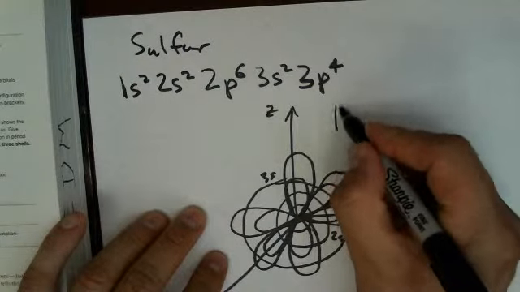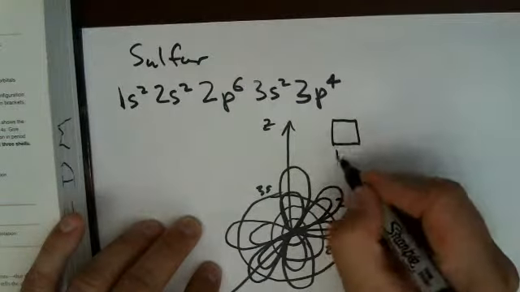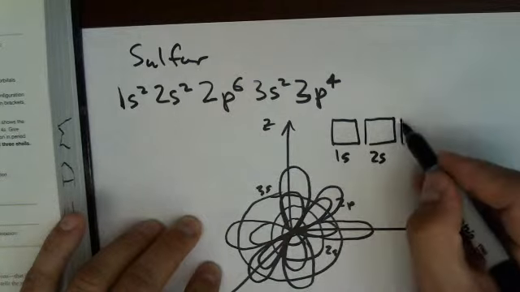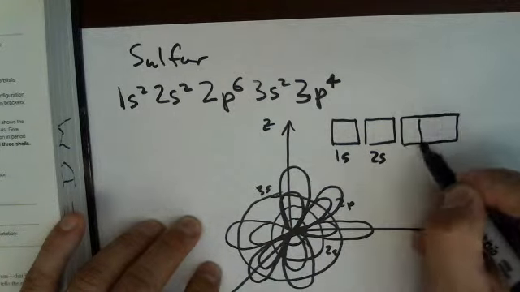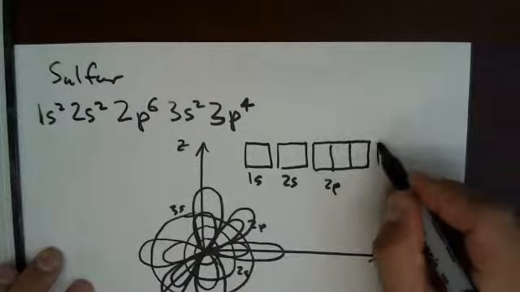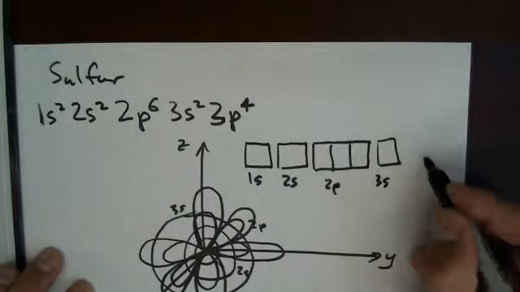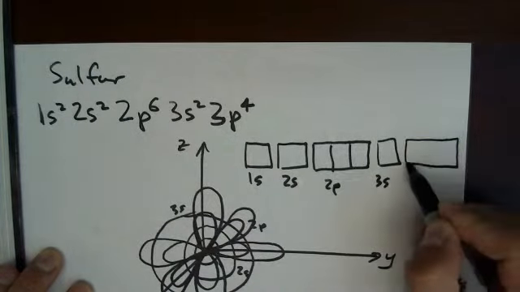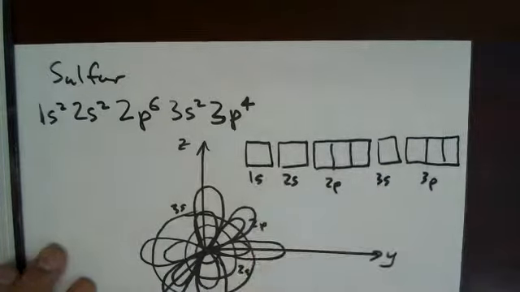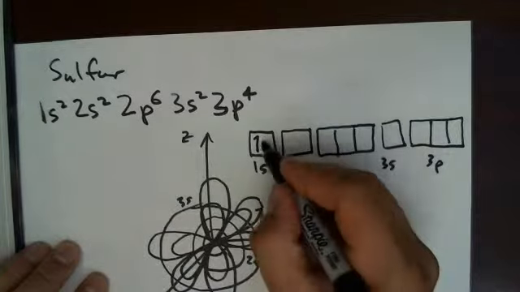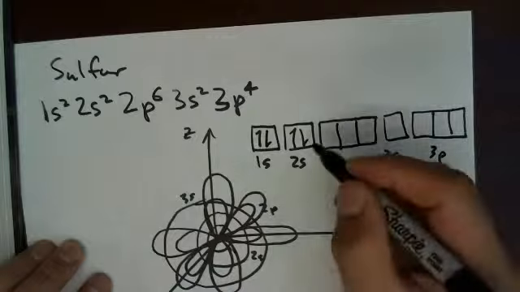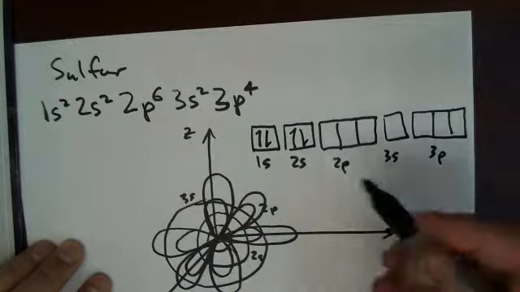So if we were to draw this out as a box configuration, it could be drawn like this. We'd have our 1s, our 2s, our 2p, our 3s, and our 3p. And so the 1s has 2 electrons, one will be spin up, one will be spin down. The 2s also has 2 electrons, and then watch how I fill up the 2p orbital.